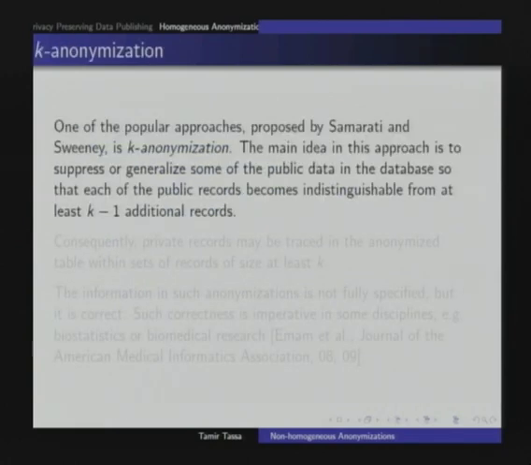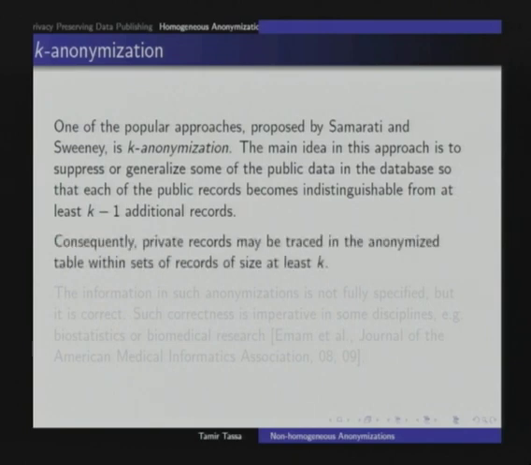So, homogeneous anonymization. One of the popular approaches to deal with that problem is k-anonymization. It was proposed by Sweeney and also Samarati. And the main idea in this approach, as most of you may know, is to generalize or to suppress some of the quasi-identifiers so that each record in the table will become indistinguishable from at least k-1 other records in the database when projected on the subset of quasi-identifiers.